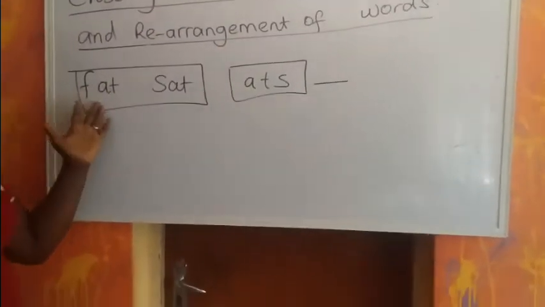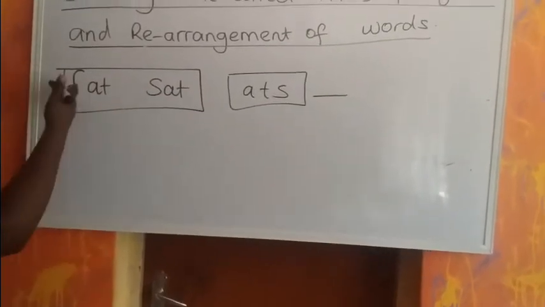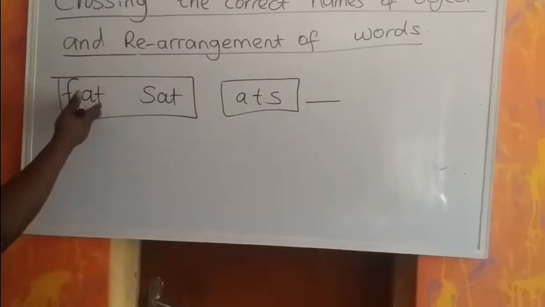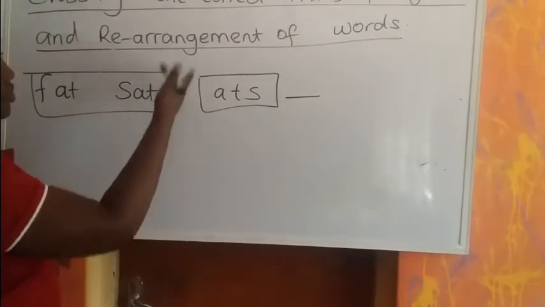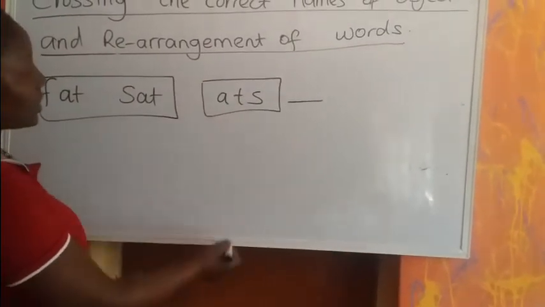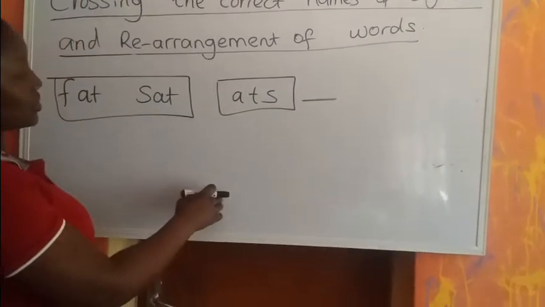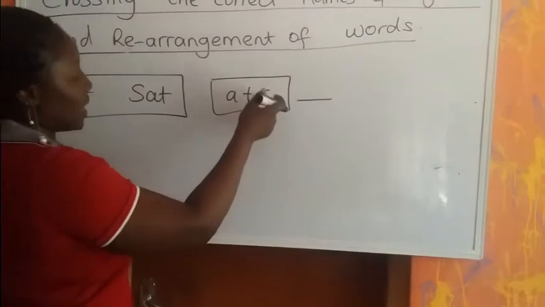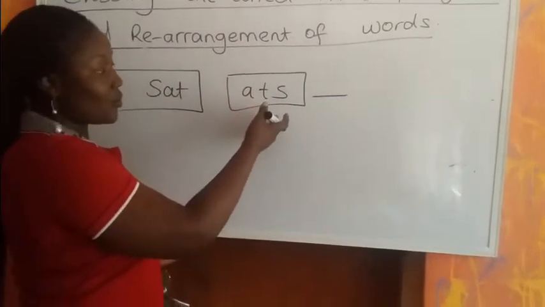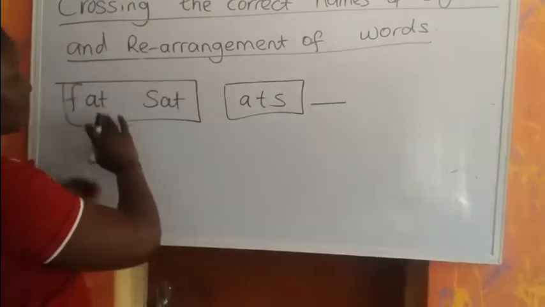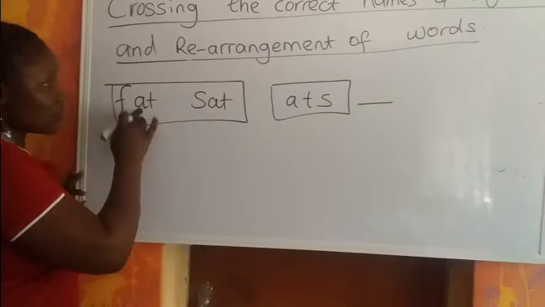We have fat, we have sat. Fat is F-A-T, fat. And we have S-A-T, sat. Then you look at this box. It also contains three different letters. We have A, T, and S. When you bring these letters together, which word will it form from this box? Is it forming fat or sat?